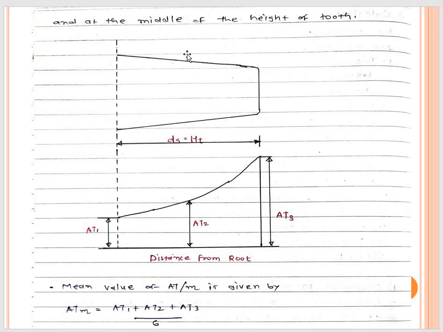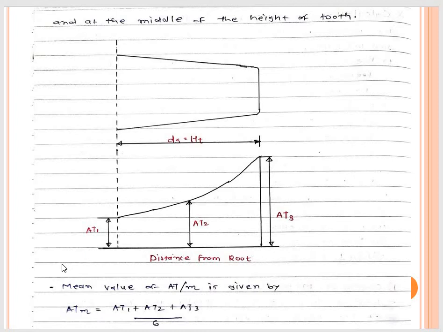Now this is the figure for Simpson's rule, in which this is a tapered tooth. This is the ampere turn required at the starting point, denoted by AT1. At the center point, AT2, and at the end of the tooth, the ampere turn required is AT3. This is the distance from the root of the tooth.